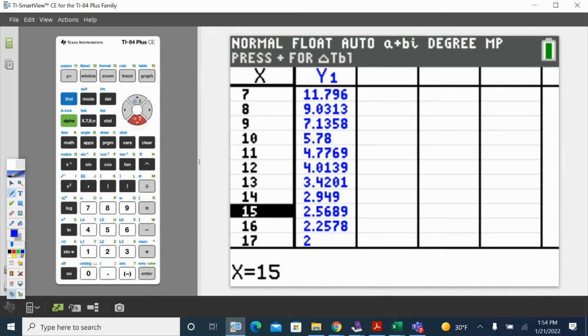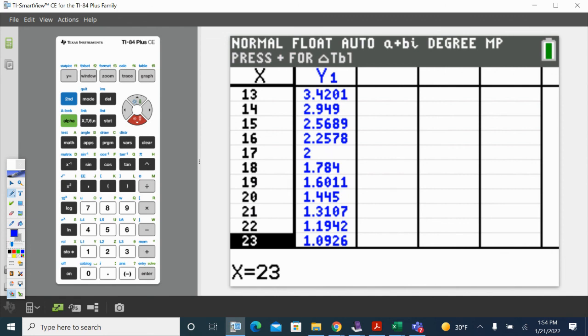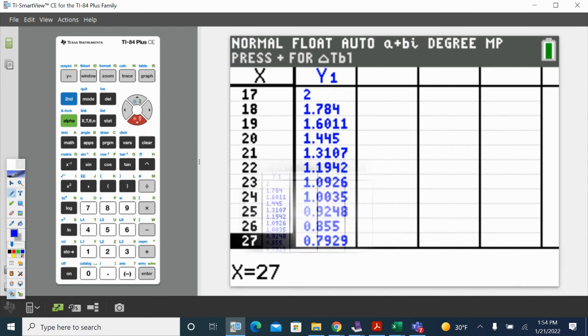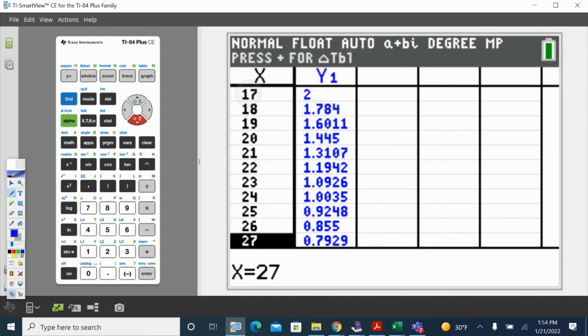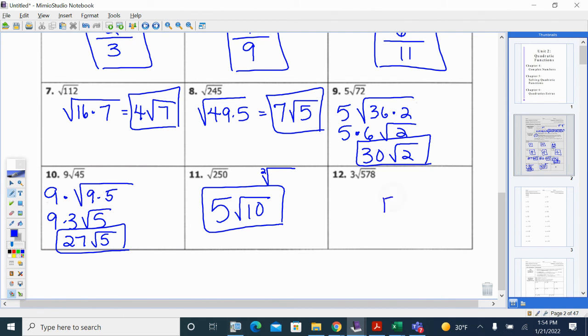I think I already see the answer. But I'm looking in the y column again for where it changes over from 1 point something to 0 point something. That means my answer is the first whole number I come to in the y column, which is a 2. 17 on the outside, 2 left over. And don't forget there's a 3 out there. And 3 times 17 is 51, square root of 2. And there's your answer for number 12.